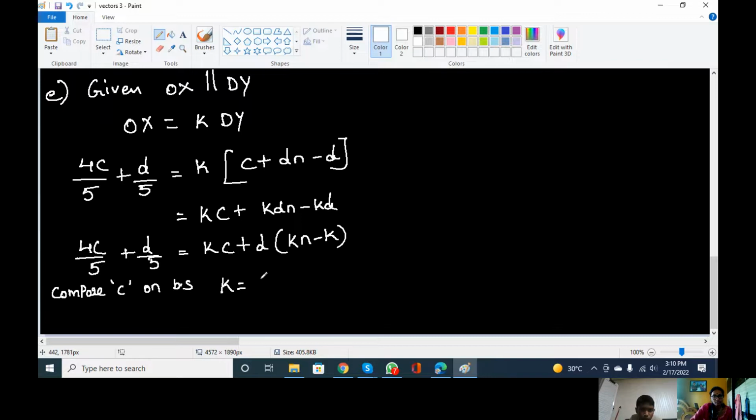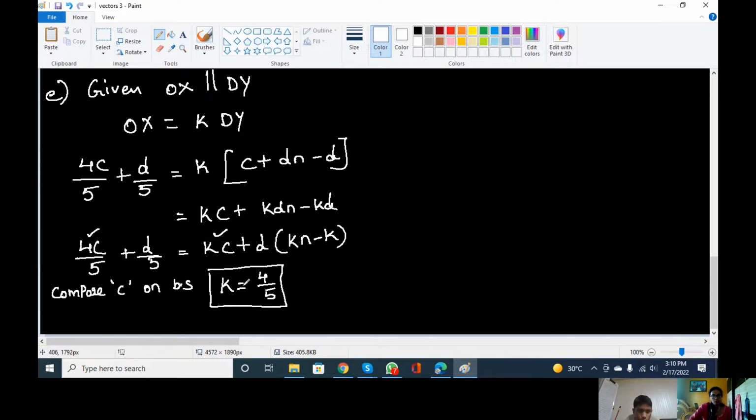Are you getting? Any doubts? Okay. So we are comparing just these two. Here also it is a kc and here also the c term is 4 over 5. The c coefficient is here 4 over 5, here the c coefficient is k. So let's make both of them equal. So you will get k is equal to 4 over 5.